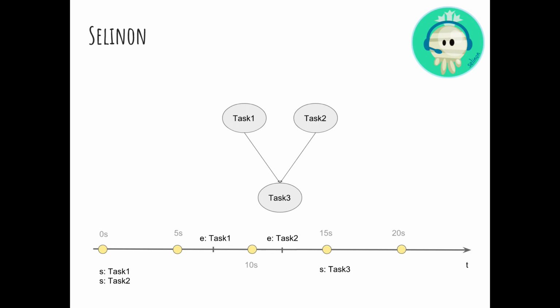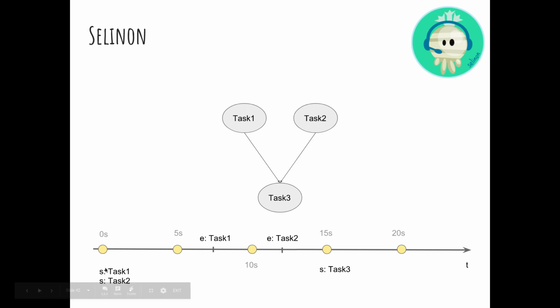Okay, so let's have a look at how Selinon or the dispatcher runs different tasks in time. Let's say we have this flow, and this flow is made of task 1, task 2, and task 3, and we have these dependencies, data or time dependencies, on tasks. So we would like to run task 3 after task 1 and task 2 finish. At time 0, we request it to run this flow.